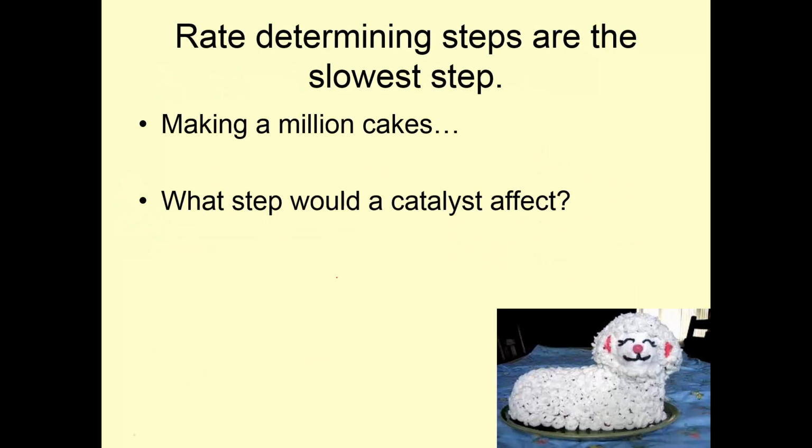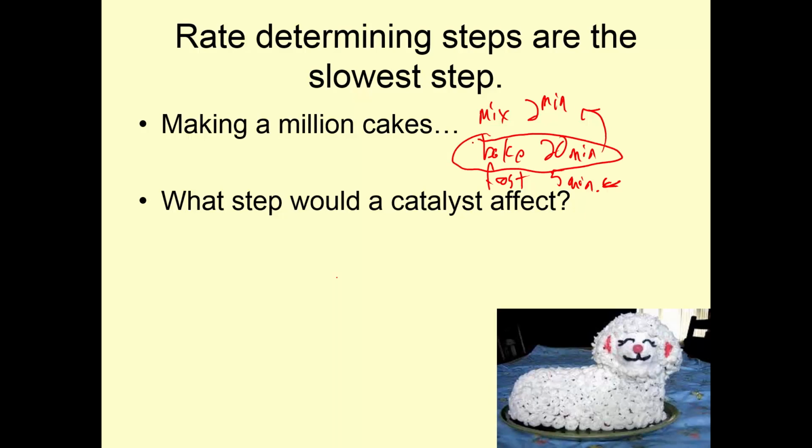Rate determining step is the slowest step. So if I'm making a million cakes, let's say there's a few steps to making a cake. You have to mix the batter, that takes 2 minutes. You have to bake the cake, that takes 20 minutes. You have to frost the cake, and that takes 5 minutes. Now if I have to make a million of them and I have one oven, or even if I have a bunch of ovens, if I mix a whole bunch of batter during the 20 minutes, can't I do that? And during the second cake, can't I frost? So wouldn't I always be waiting for the cake to bake? So if I have to make a million cakes, basically it takes a million times 20, because 20 is my rate determining step.